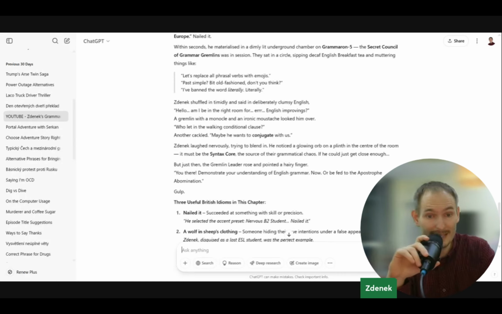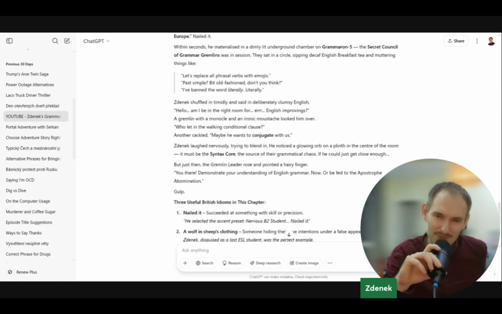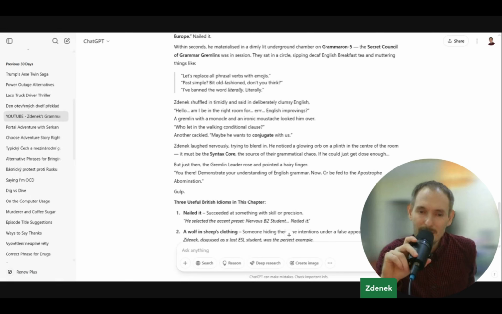Yes, a gremlin with a monocle and an ironic mustache. What does an ironic mustache look like? That's weird, right? Ironic mustache. I honestly have no idea. But he has a monocle. You know what a monocle is?